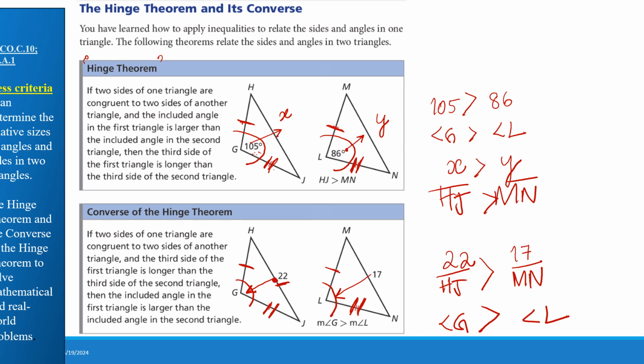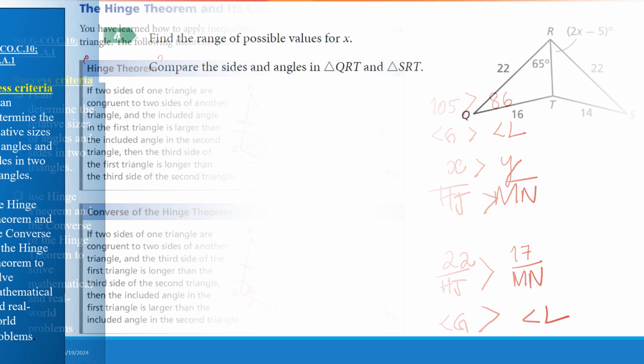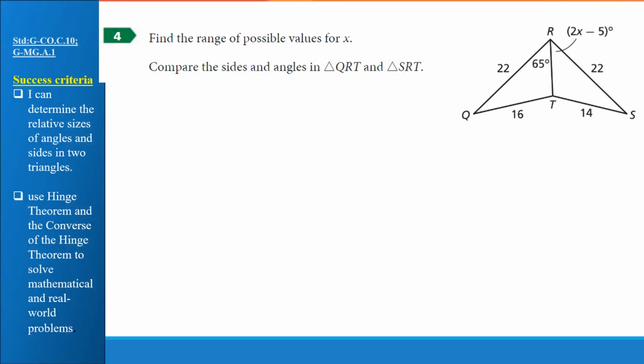Let's understand the theorem by means of this triangle. Let's try to understand how we can compare the two triangles. Let me make this triangle in this way so that you can understand. I am trying to make the two triangles by segregating them.